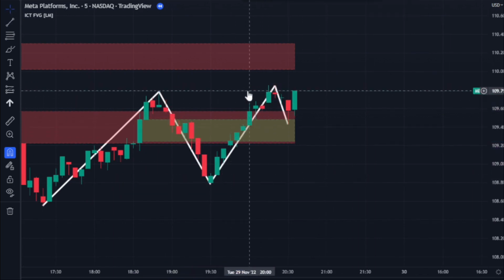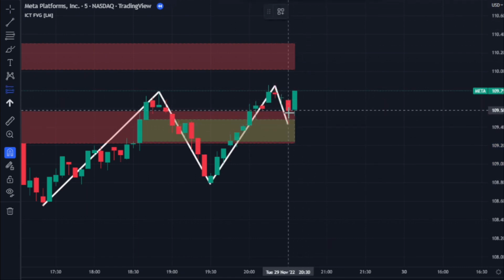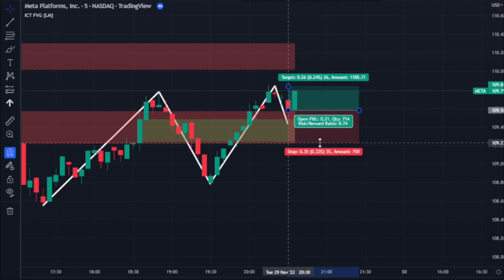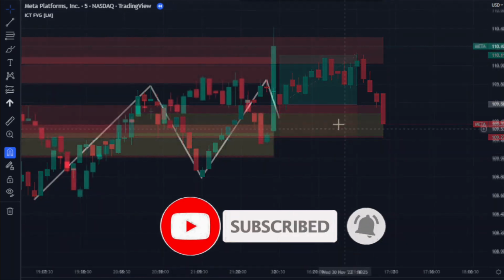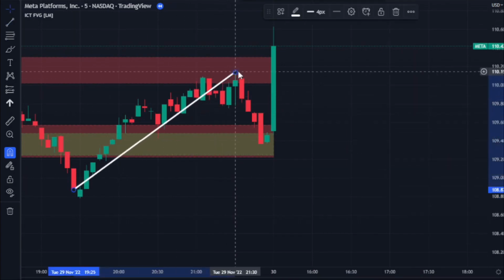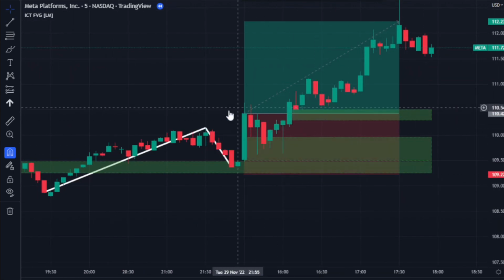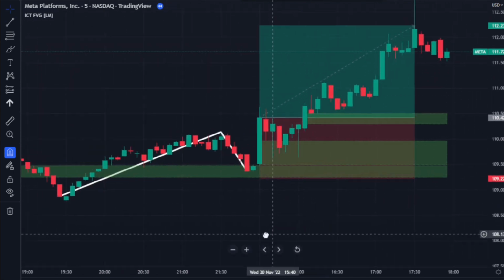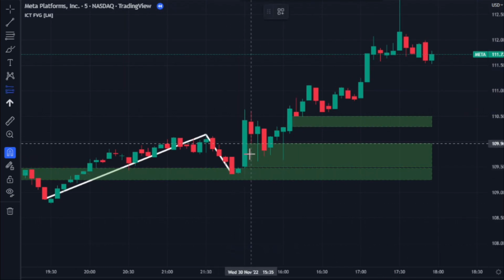Okay, here we see how a valid signal is given, so we take a long trade, set the stop loss below the gap with the take profit at 1.5 times the risk. Let's see how the trade unfolds. We see that it was a winning trade. Okay, here we see another valid signal, so we set the stop loss and take profit. We see that it was a winning trade again. But the interesting thing is that while this last trade was happening, we had more valid signals.